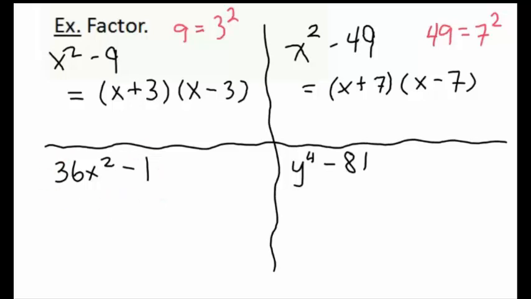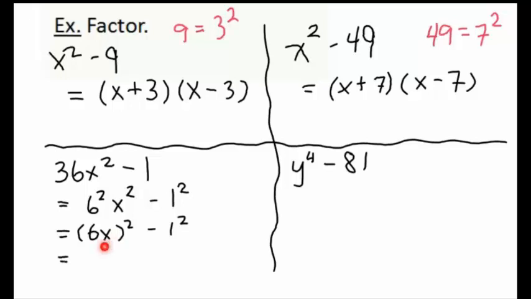Let's move down here to our third, 36x squared minus 1. This one's a bit more challenging, so I'm just going to rewrite this a little bit. So 36 we can write as 6 squared, and 1 is equal to 1 squared. So we could, if you want, factor out this power of 2.